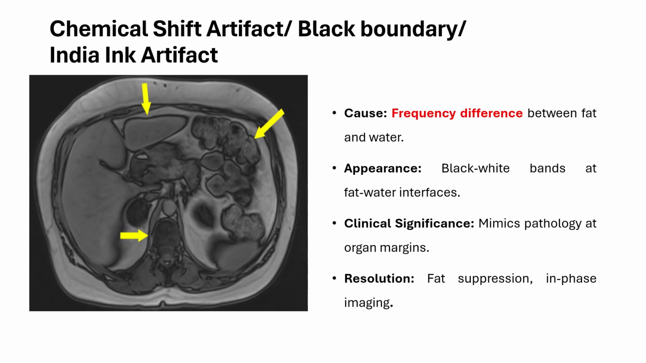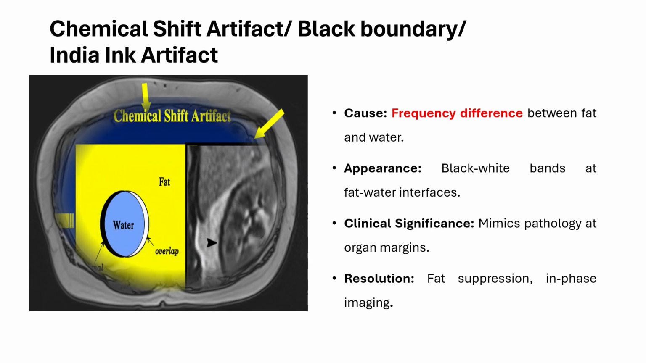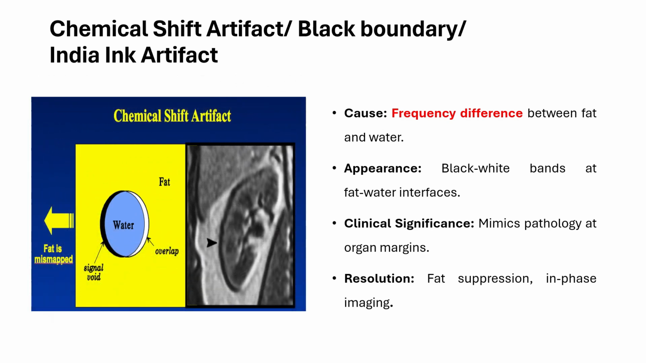Now the chemical shift artifact, or black boundary or India ink artifact. It has multiple names and is caused by the difference in resonance frequency between fat and water protons, leading to spatial misregistration of fat signals. It appears as a black-white band at the fat-water margins, denoted by these yellow arrows. Clinically, it mimics pathology at organ margins.